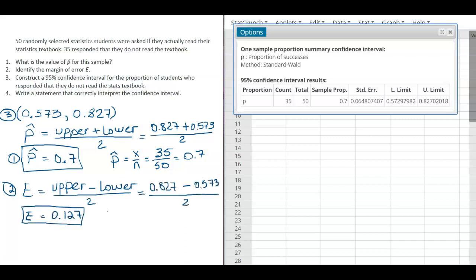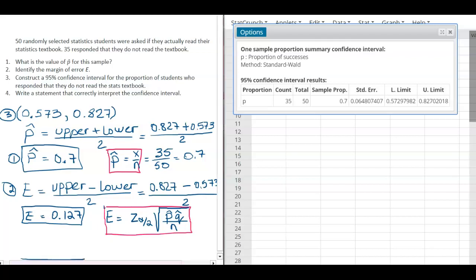We can also find the margin of error using the formula. z of alpha over 2 multiplied by the square root of the quotient of the product of p hat times q hat divided by n. The only unknown in this formula is z of alpha over 2. We can find it using StatCrunch.